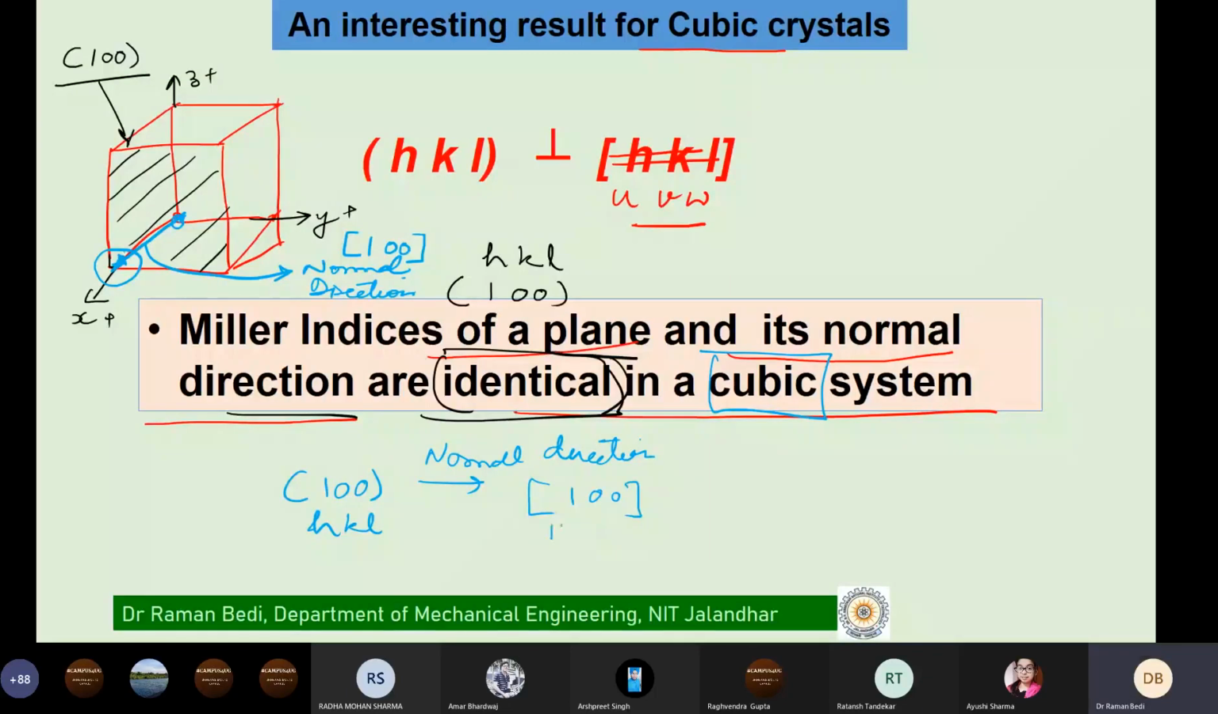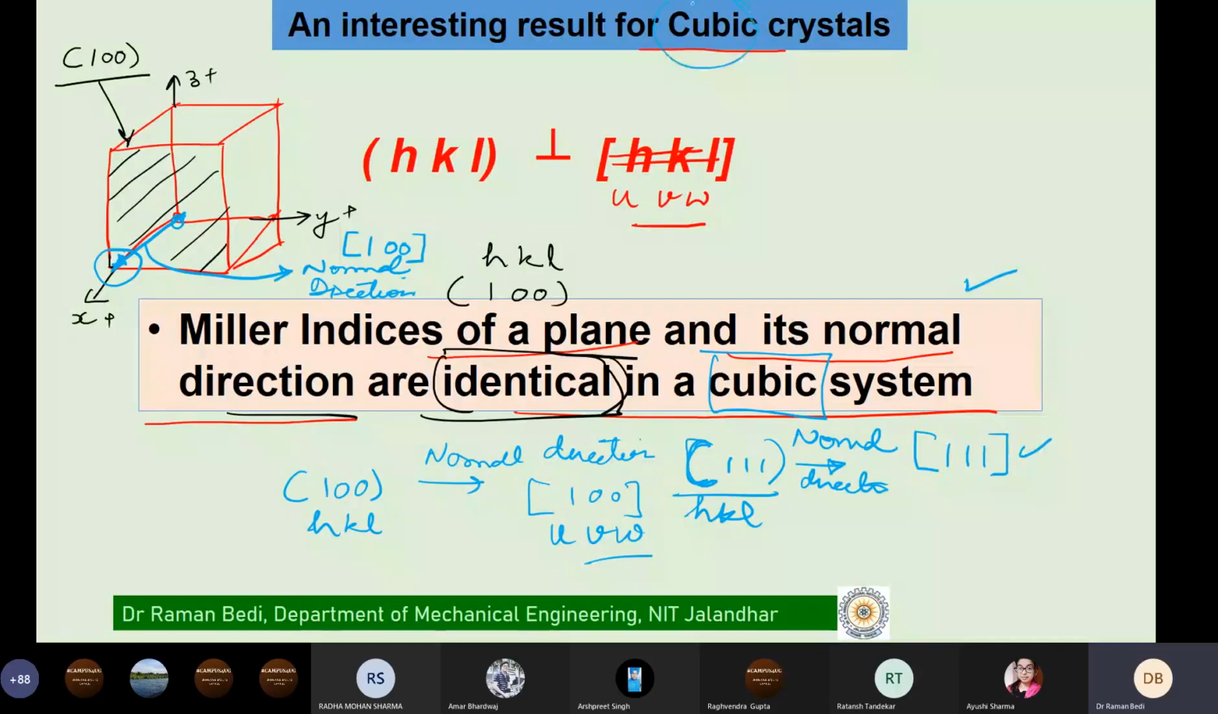So the u, v, w will be equal here. Similar is true if I am talking about the 1, 1, 1 plane. A direction which is normal to the 1, 1, 1 plane, this being the hkl value, will be indexed as the 1, 1, 1 direction. So this is an observation which is valid only in the case of cubic systems. Again repeating, for a plane having indices hkl, the direction of the normal to the plane is also indexed as uvw equal to hkl. So this is the observation for a cubic system. Okay, I hope it is clear.